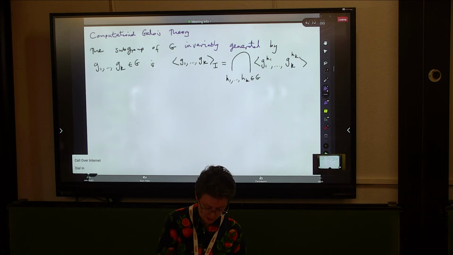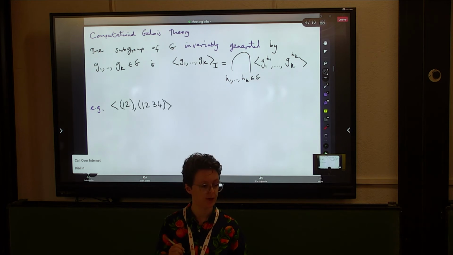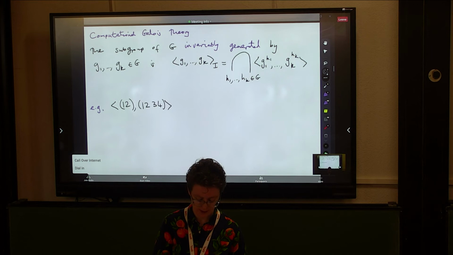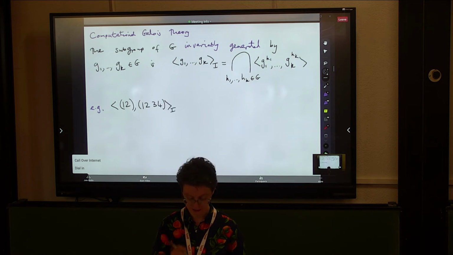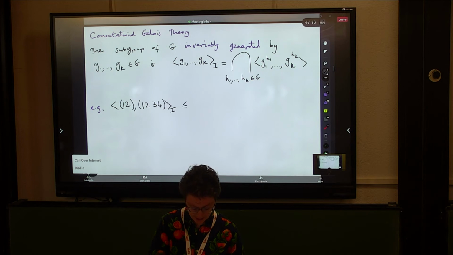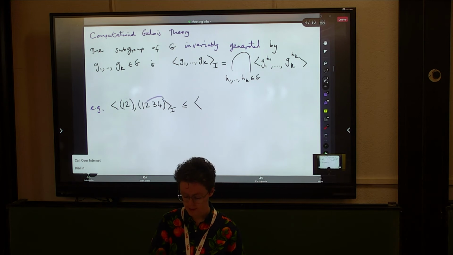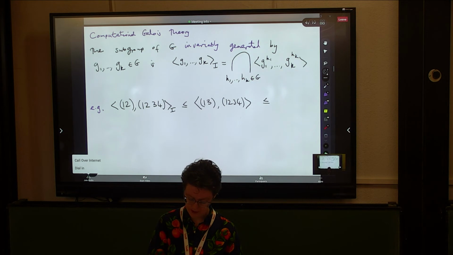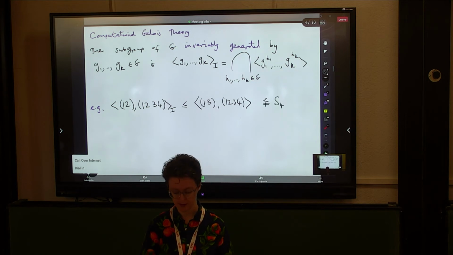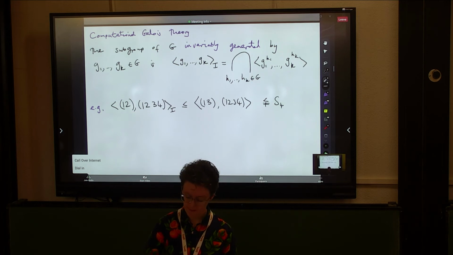So let's just see a couple of examples. So we know that this set here generates S4. What about if I try invariably generating from this set? Well, it's going to be contained in, and now I'm just going to write whatever conjugates of these things I want. So I can just put a different transposition. Right, and this group is not the whole of S4. So this pair doesn't invariably generate S4, but it does generate it.